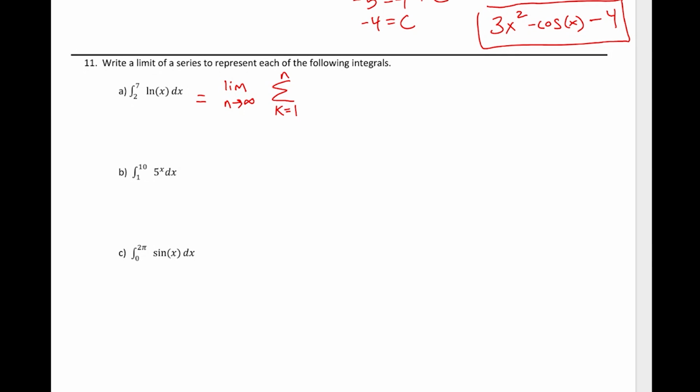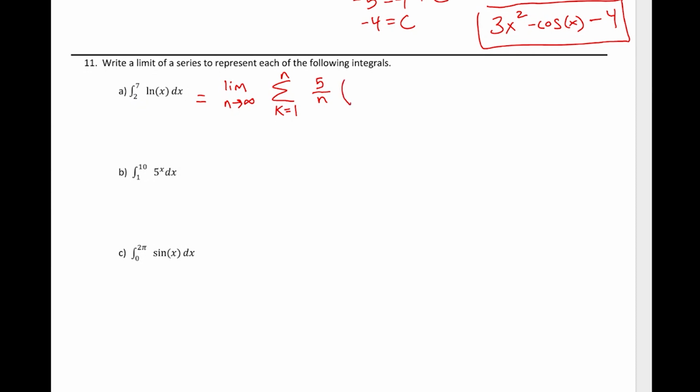And each rectangle is going to have a base and a height. The base of the rectangle will be 5, which is the difference between these bounds. Okay, so that's sort of like the total base, but we're going to divide that by how many rectangles there are. So we'll just say n, because we want n to go to infinity. So that's the base, and then we need the height.